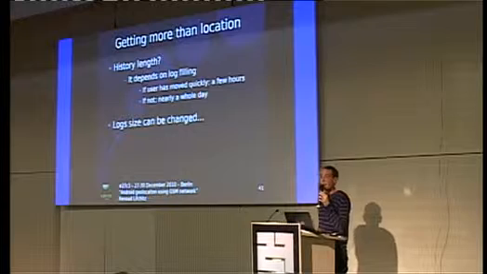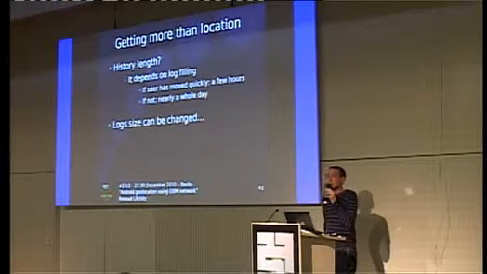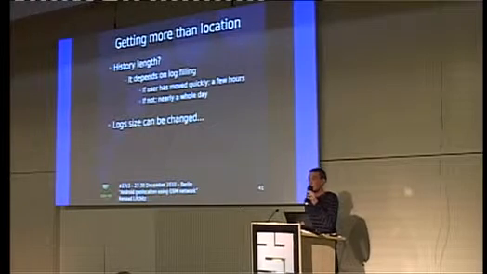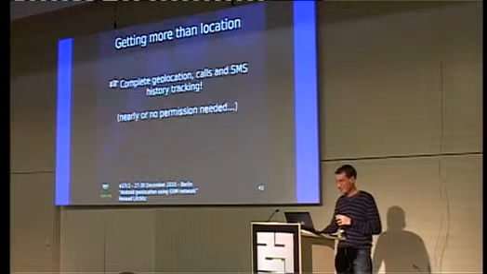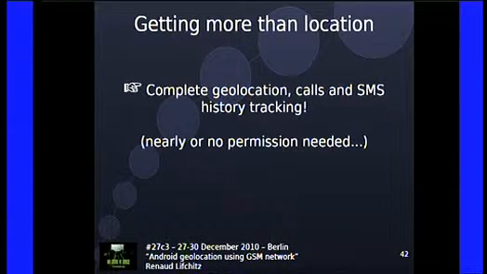But if the user hasn't traveled a lot, hasn't phoned a lot, you will be able to recover the activity for a whole day. Okay? But remember, with the logcat tool, you can change the log size, and in a malware you can multiply the log size by 10 or by 100 in order to be able to gather user activity for a month or for 2 months. So now you have complete geolocation, calls, and SMS history tracking with nearly no permission needed.